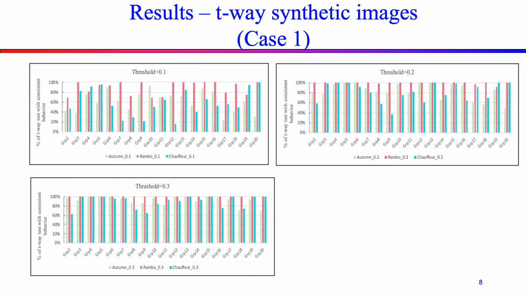Overall, if you look at the first graph, the one on the top left, that's for the threshold of 0.1. You'll notice that, overall, the Rambo model seems to exhibit a consistent performance for all the groups but group 10, where Autumn exhibits a better performance. As the threshold increases, Rambo continues to exhibit a better performance. In the next slide, I will summarize the results for case 1.